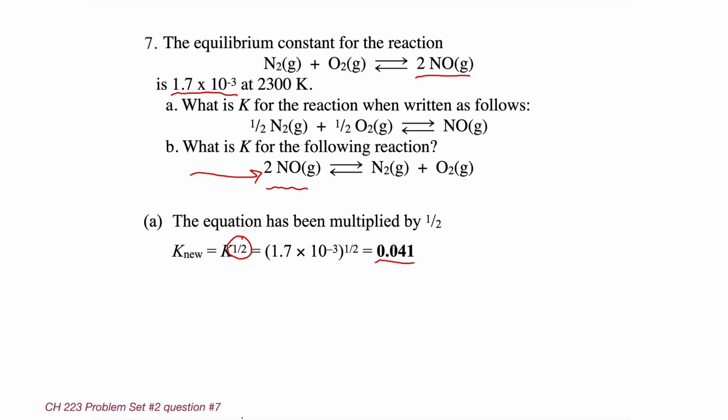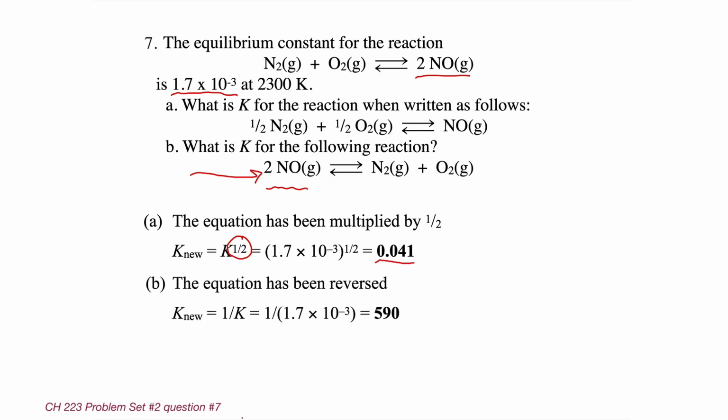And if you want to find the new K, you literally take the inverse of the old K. So you'd go 1 over K. That's what inverse means. 1 over 1.7 times 10 to the minus 3. This number comes out mathematically to be 590. So I put this up here because we're going to do some of these kind of manipulations. I also put it up here because it's really important.